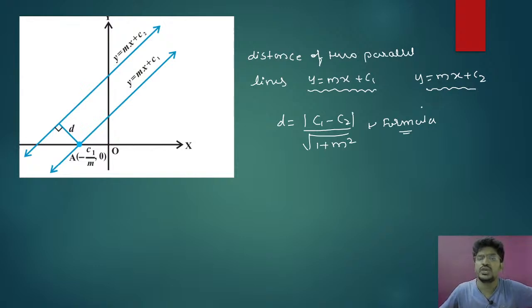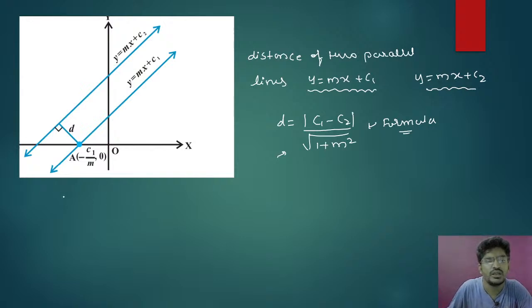So by using these two equations, the distance d is equal to mod of c1 minus c2 divided by root of 1 plus m square. This will be the formula, right? So now using this formula, you can find the distance between two parallel lines.